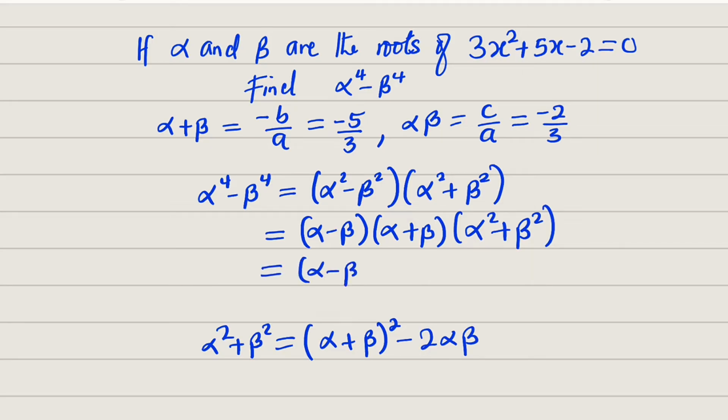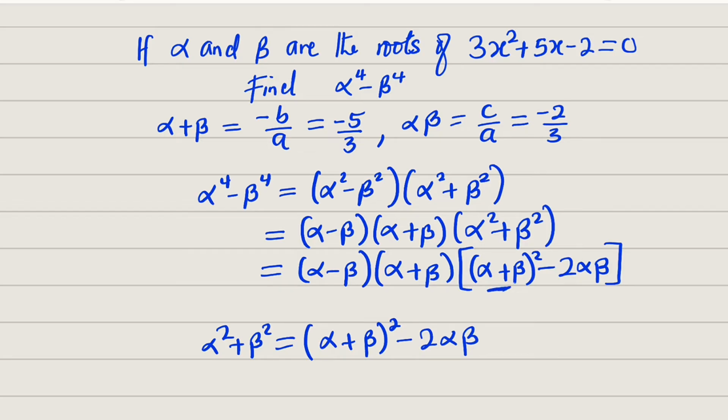So this becomes alpha minus beta multiplied by alpha plus beta, then multiplied by, we have all of this, alpha plus beta squared minus 2 alpha beta. Now you can see we have sum here, we have product here, we have sum here. This is only what we have to simplify again.